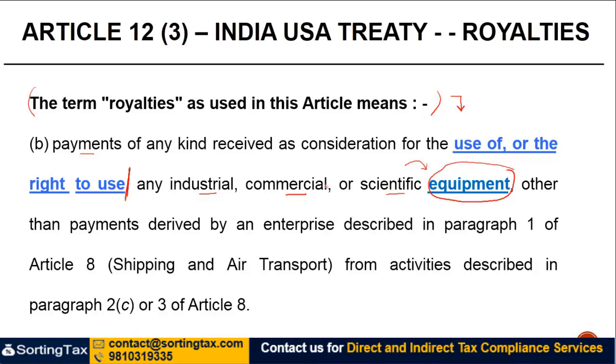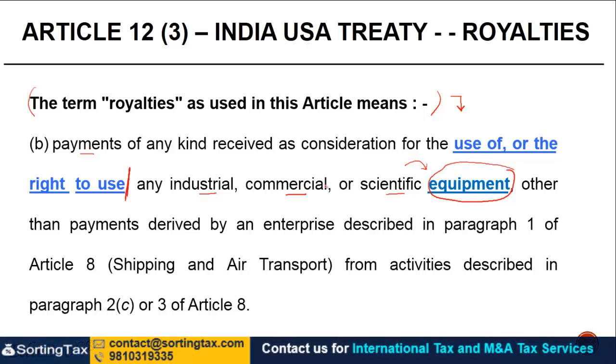Other than payments derived by an enterprise described in paragraph 1 of Article 8 from the activities described in paragraph 2C or 3 of Article 8. That is basically applicable to shipping or transport enterprises. That is excluded, but otherwise payment for the use of any industrial, commercial, or scientific equipment are to be considered as royalty.